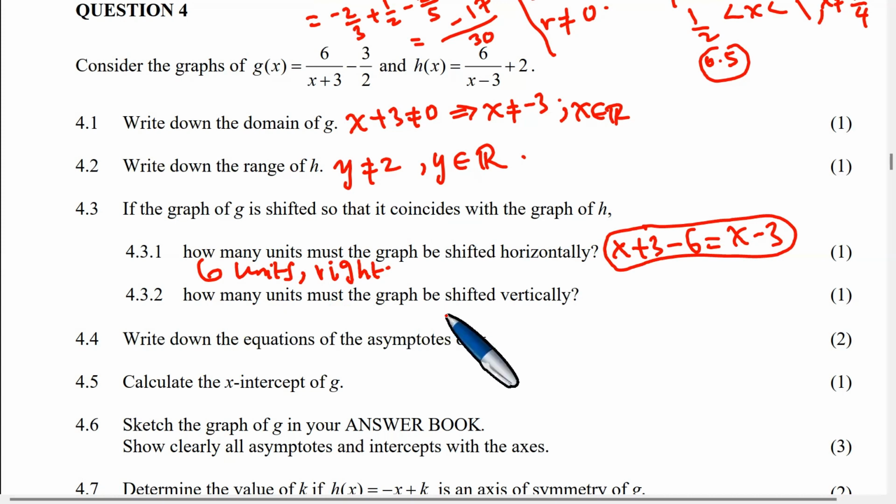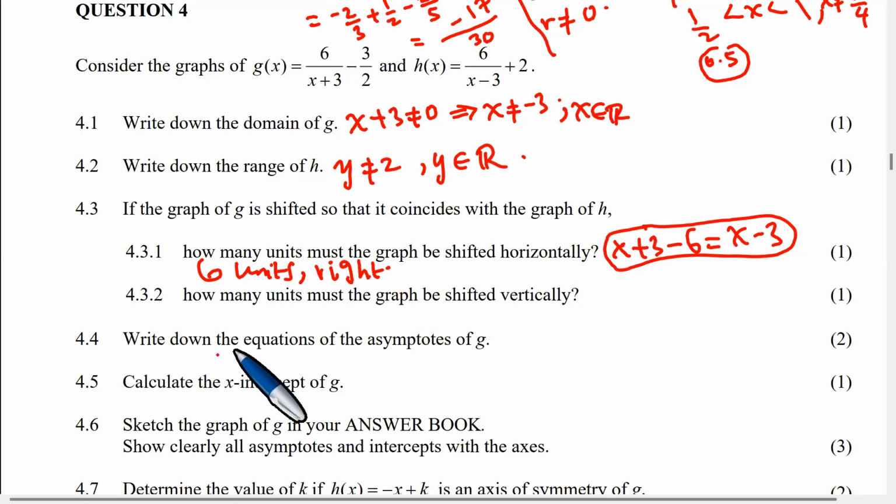How many units must the graph be shifted vertically? So you need to look at this graph. Because you want them to coincide, the question is, what number do you add here to minus 3 over 2 to get 2? There's a number you can add or subtract. If you have minus 3 over 2, you want it to become 2. What number do you add or subtract?